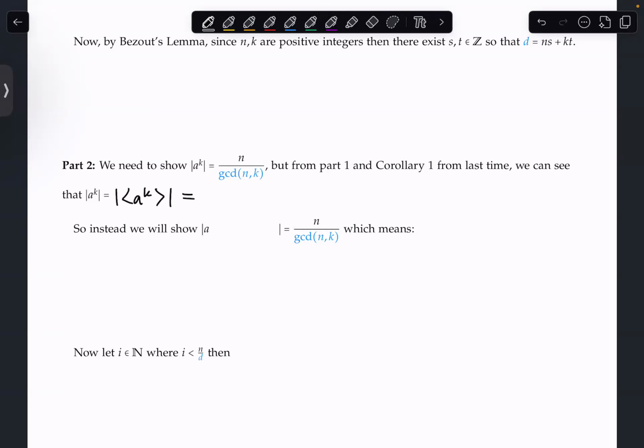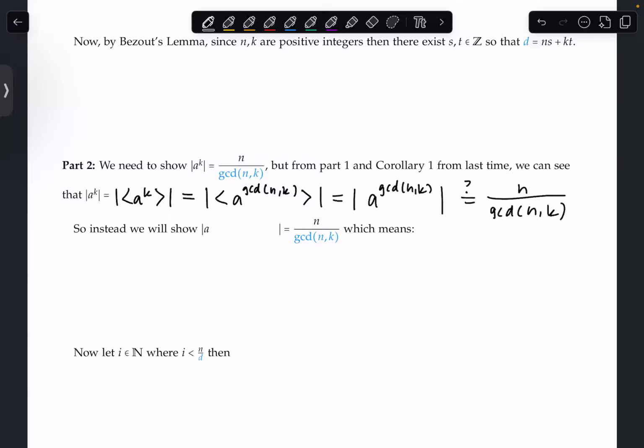And then part 1 is telling me that this group is exactly the same if I change my power instead. If I raise it to the power of the GCD of n and k instead. And by the same logic, the order of the cyclic group is the same as the order of the element itself. So here, instead of showing a to the k has a specific order, I'm going to end up showing that a to this divisor has that same order. This is the part that we're actually going to show.